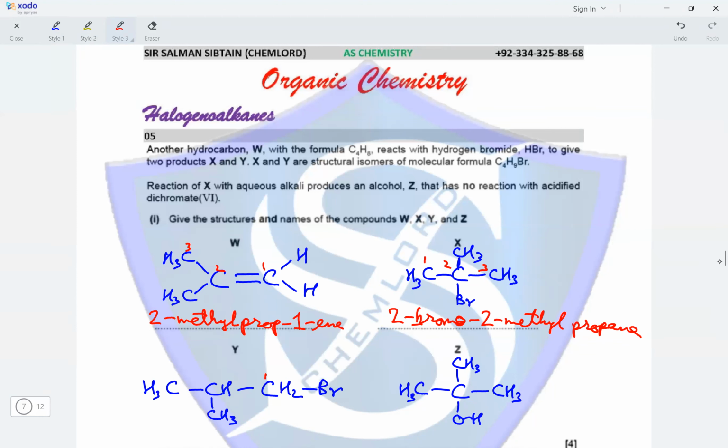For Y, the name would be 1 bromo 2 methylpropane. And for Z, the name would be 2 methylpropan 2 ol. So in this way, we have identified all the four structures W, X, Y, and Z along with their IUPAC names.